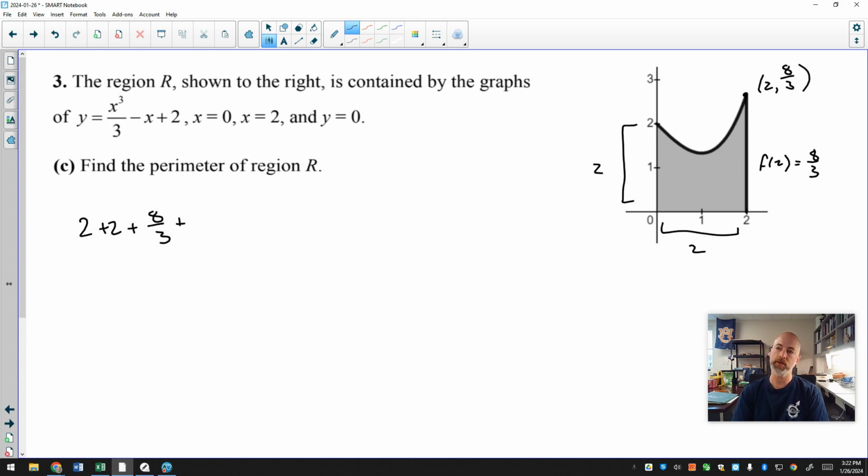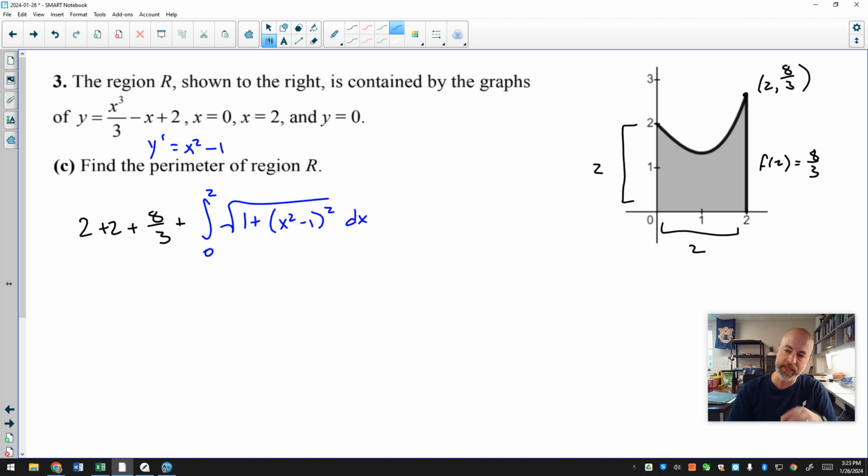But the tricky part is going to be getting the length of this piece, and that's where arc length is going to come in. To get that length right here, we're going to have to set up that antiderivative formula, the antiderivative from a to b, we're going from 0 to 2 of the square root of 1 plus the derivative of your equation, so y prime. This is kind of nice: the derivative of x cubed over 3 is just x squared. Derivative of negative x is negative 1. So it ended up being kind of nice. x squared minus 1, squared, dx.